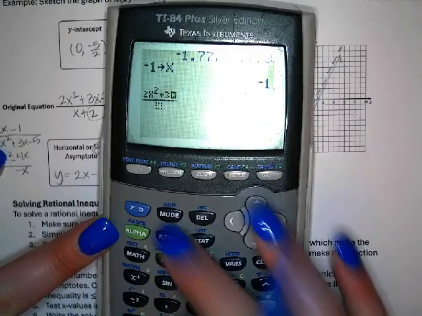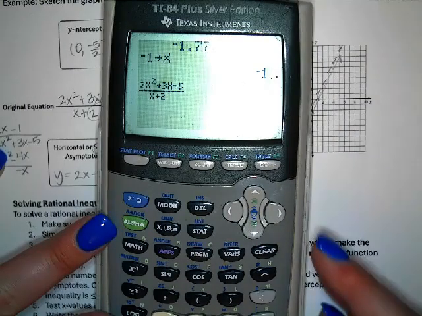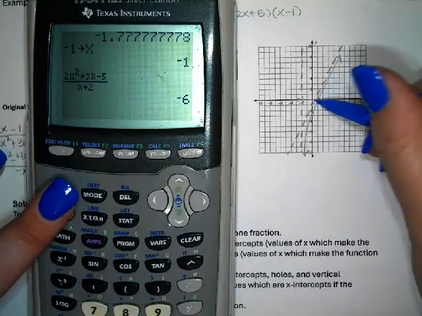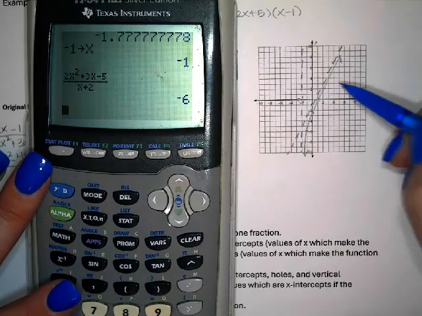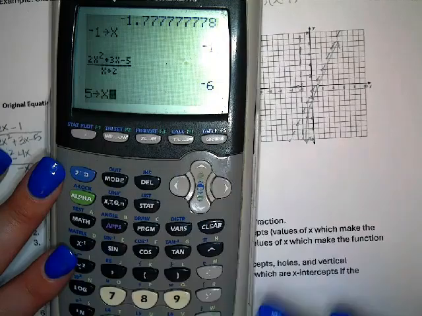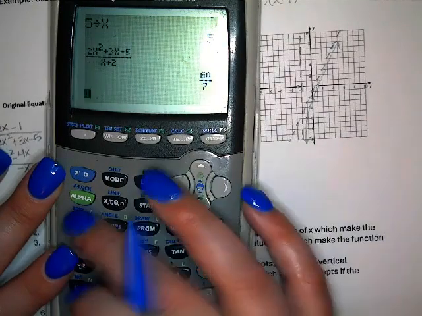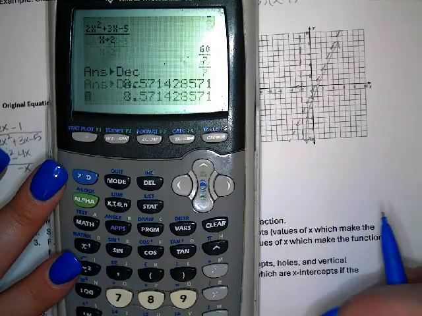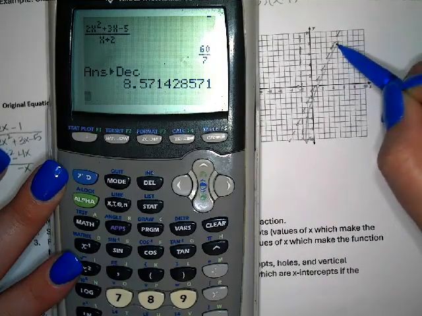Negative 6, negative 1, negative 6. Yep, that fits. What I was drawing was working. I'll plug in 5 and see what I get. I don't know that. Yeah, I should have been a little closer to the asymptote. So that's looking pretty good. Okay, so this curve is looking great.